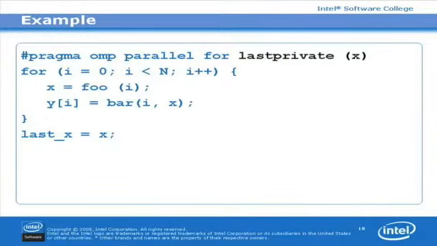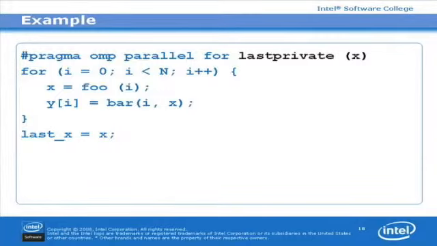Whichever value would have been assigned to that shared variable in that last iteration will be the value that is carried outside of the parallel region. As an example, here we see the use of the lastprivate on the variable x. Inside that loop, x is being used like a temporary variable and being reassigned.